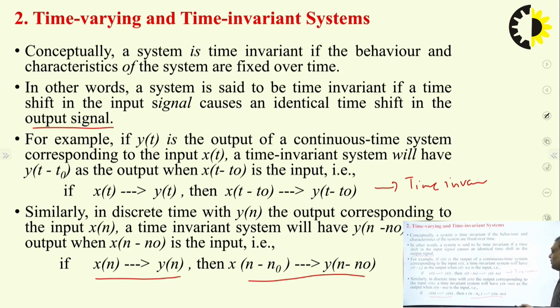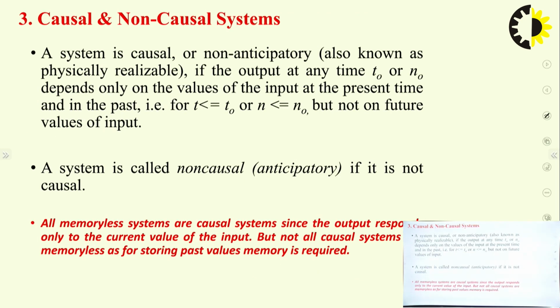So this is the second type of classification of system. The third type of classification of system is causal and non-causal system. A system is causal or non-anticipatory. It is also called non-anticipatory. A system is causal if the output at any time t naught or n naught depends only on the values of the input at the present time and in the past time.